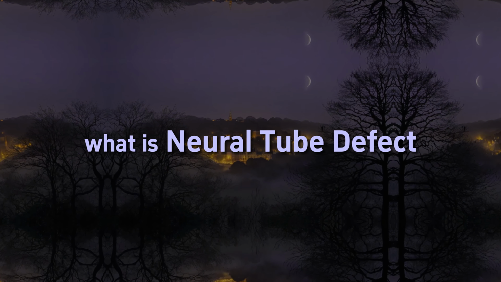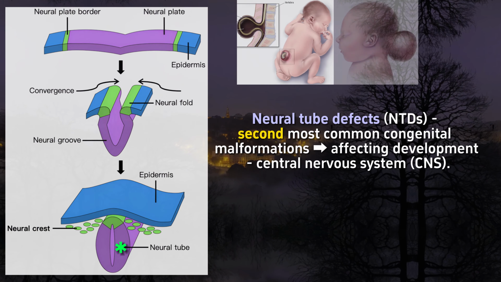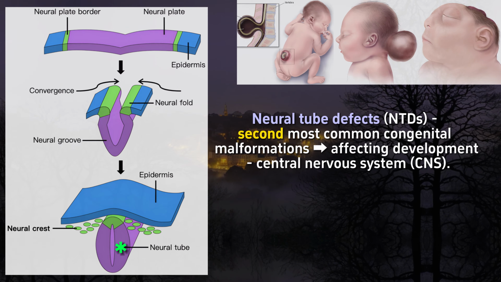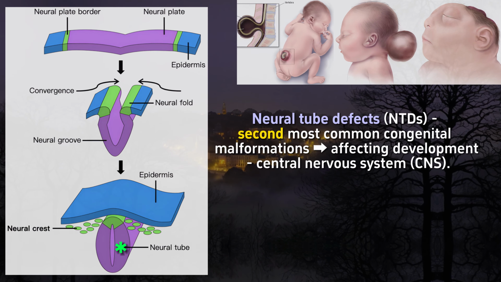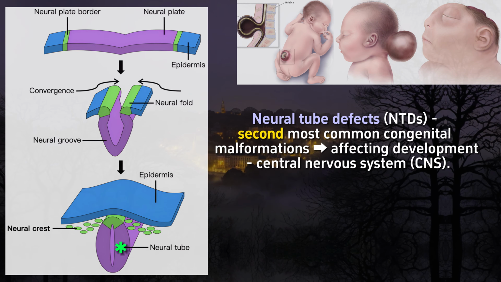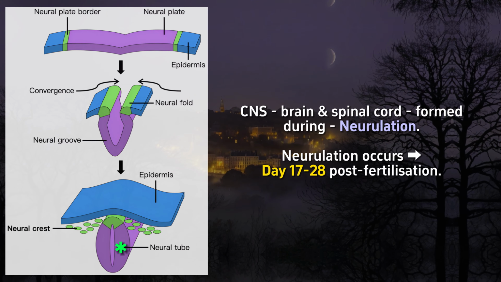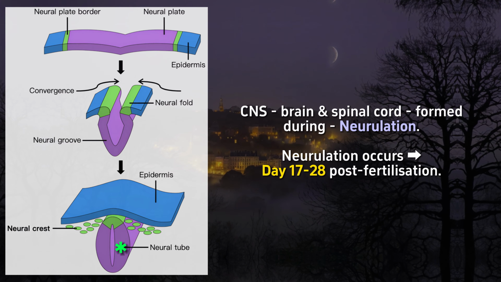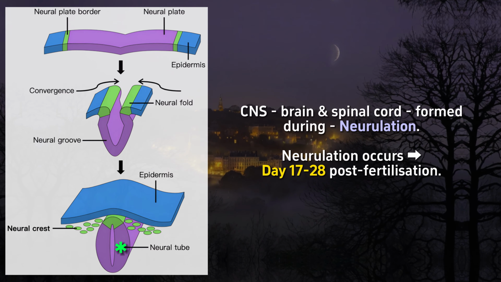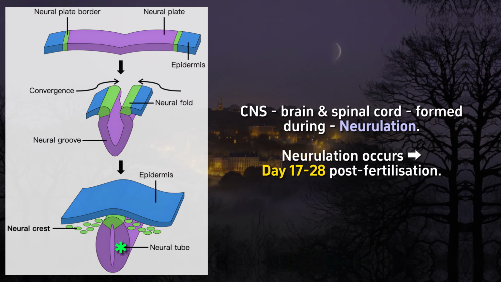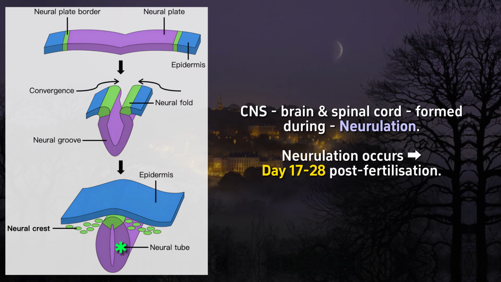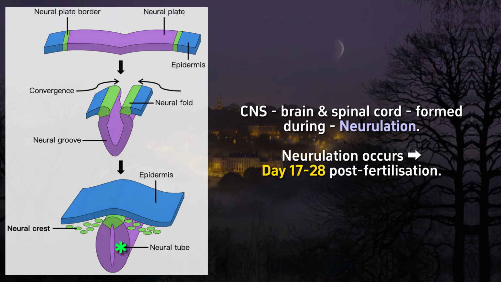What is neural tube defect? Neural tube defects are the second most common congenital malformations. It is affecting the development of the central nervous system. The central nervous system, brain and spinal cord, is formed during a process known as neurulation. This process occurs in human embryos between days 17 and 28 post-fertilization.